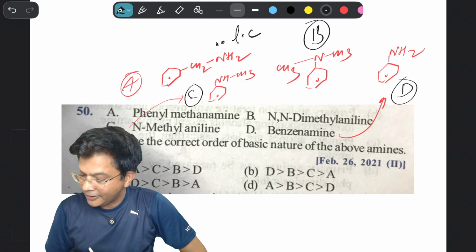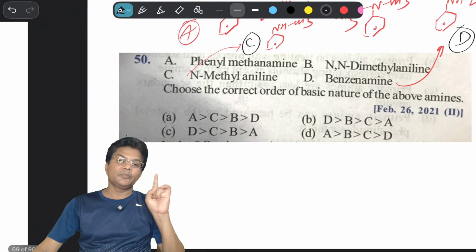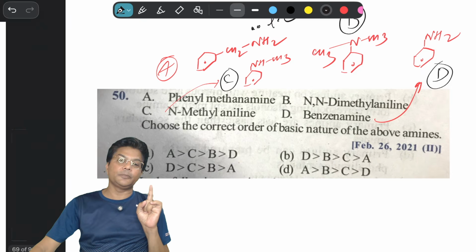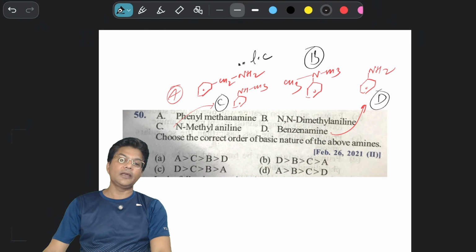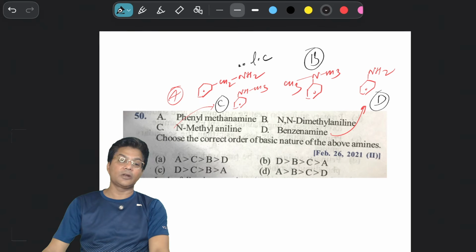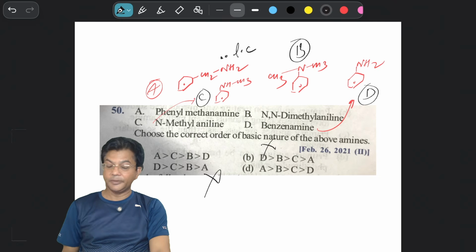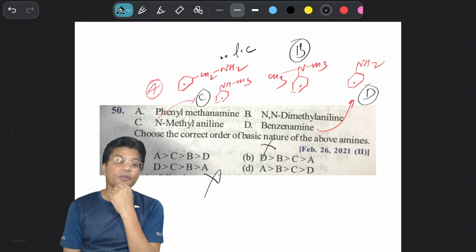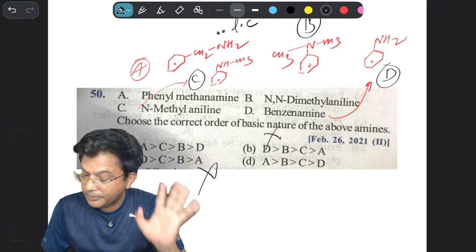So definitely you can see that it has to start with A. A will be maximum basic because in the rest of the others, the lone pair is delocalized. Only in benzylamine it is localized. So this will not be the answer. This will not be the answer. Out of these two, which will be the correct answer, kids? Just check it out.